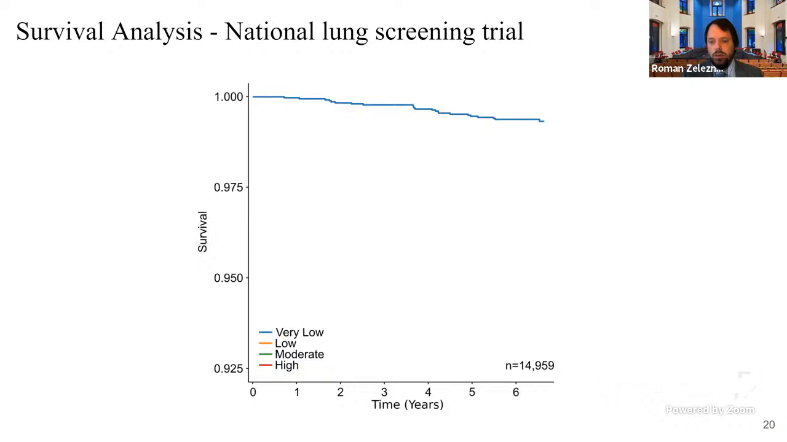And I'm going to show here the results for the cohort of the National Lung Screening Trial. On the vertical axis, we can see the survival rate, and on the horizontal axis, we can see the timeline in years with a maximum follow-up of 6.5 years. So in blue, you can see the survival curve for individuals with a very low coronary risk. And as you can see, at the beginning everybody is alive. And then over 6.5 years, only a few people did die.